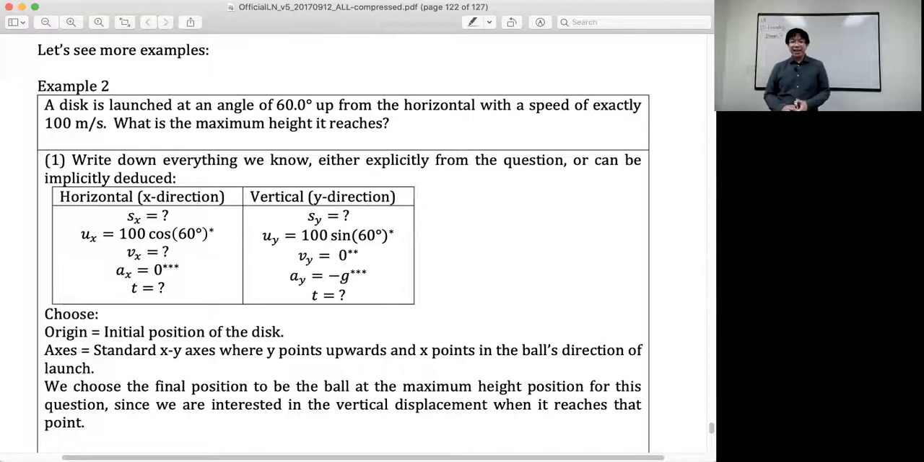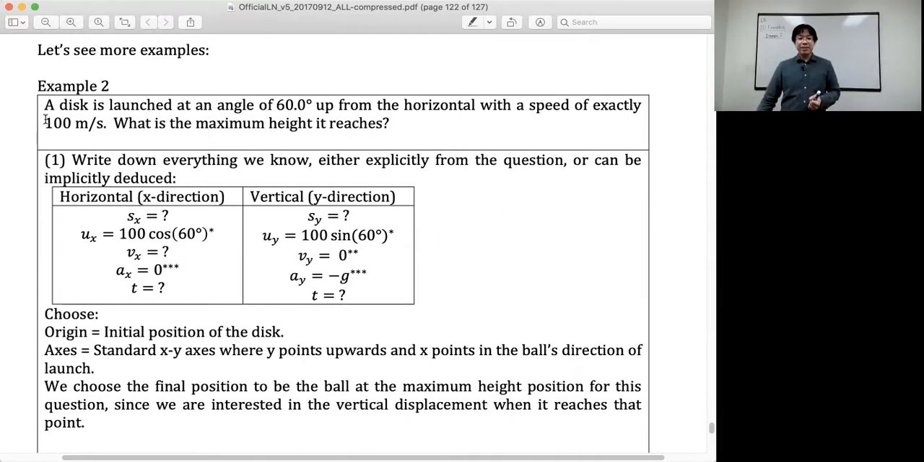Okay, so let's look at another one. This time we'll actually make use of both sides, x and y directions, okay? And this is a wider class of problems called projectile motion. The motion that it follows is like a projectile: you project something at an angle and it follows a general arc, a general path, right?